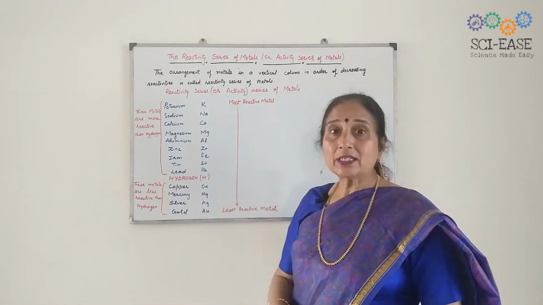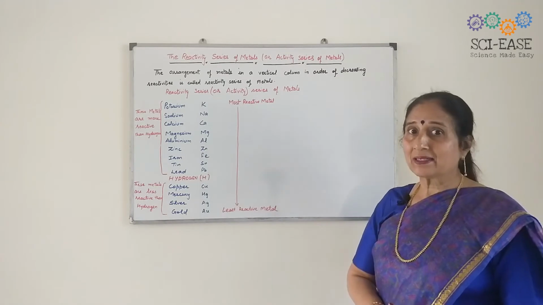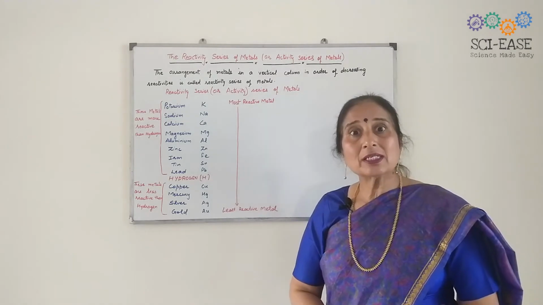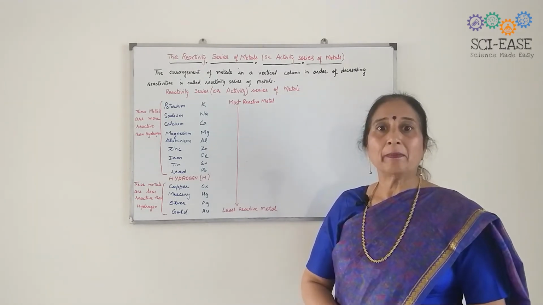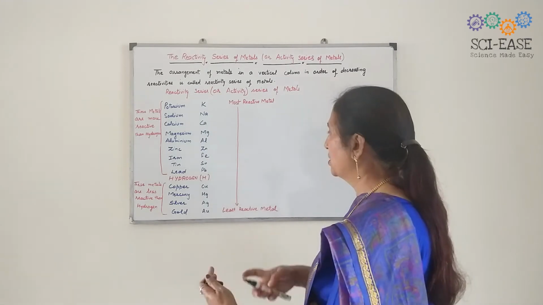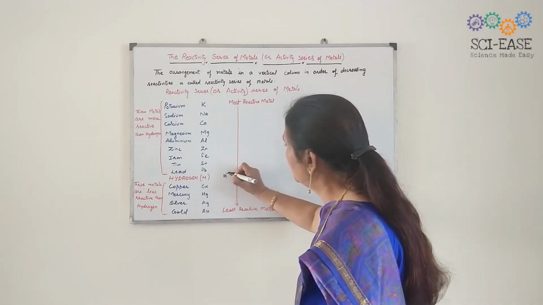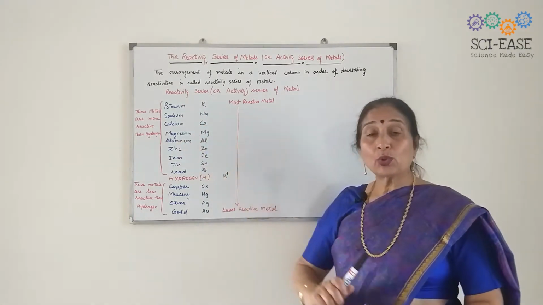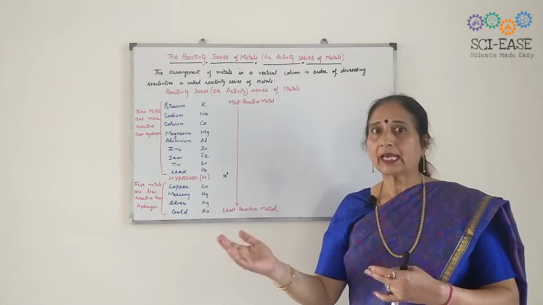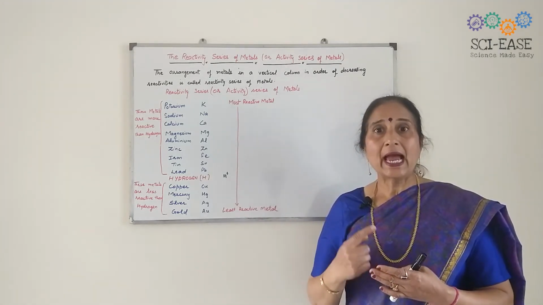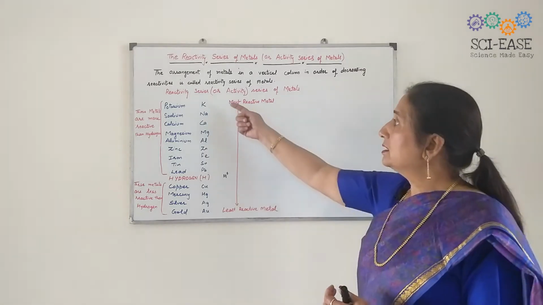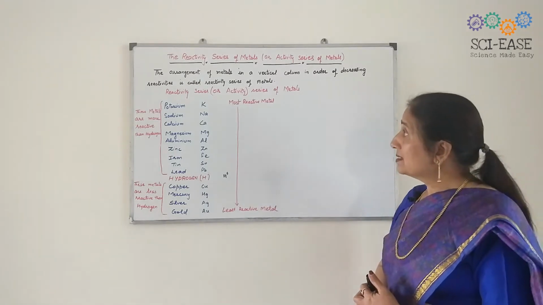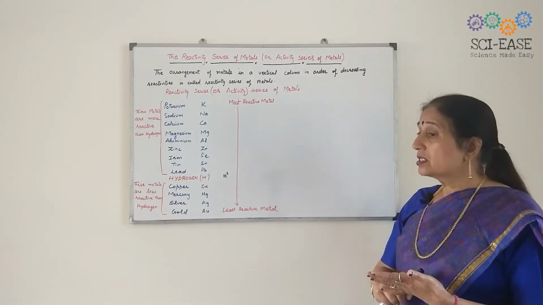Hydrogen, although it is not a metal, is still placed in the reactivity series because it can also lose an electron like metals and result in the formation of H+. Why are potassium and sodium very reactive? Because they can easily lose their loosely held one electron and result in the formation of K+ and Na+. So this is the reactivity series.